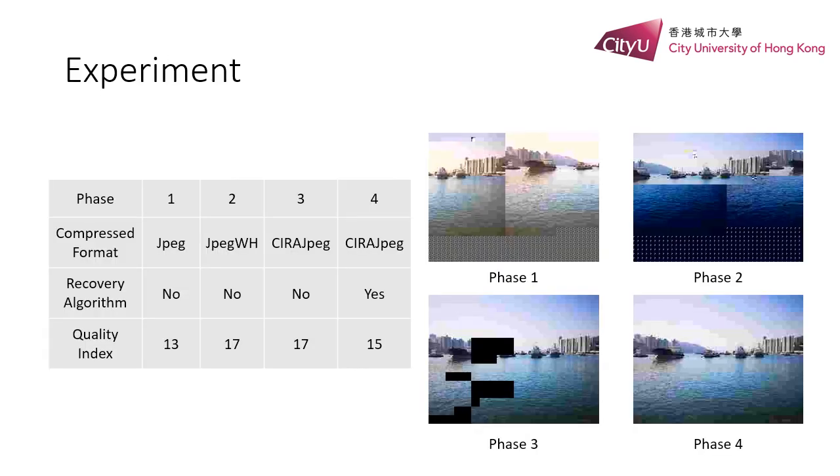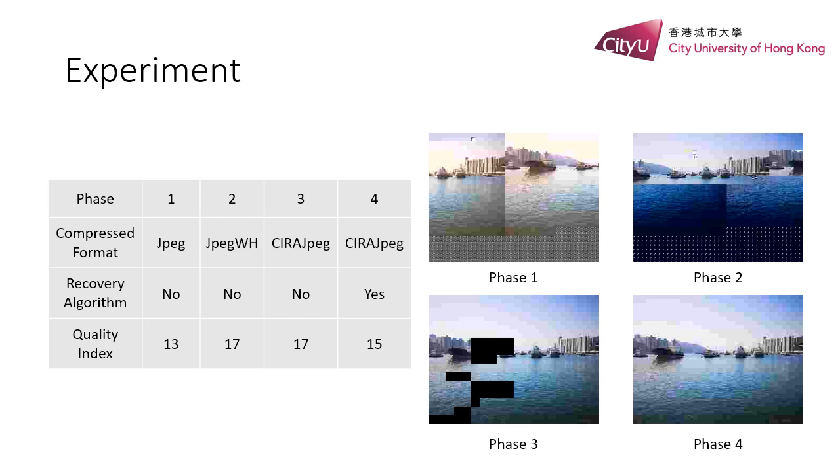This is a simulation result. We divide it into 4 phases to do the comparison. You can see in the table, we use JPEG, JPEG without header, CIRA JPEG, and CIRA JPEG with recovery. The right-hand side shows one round sending 16 packets for an image and losing 2 packets.